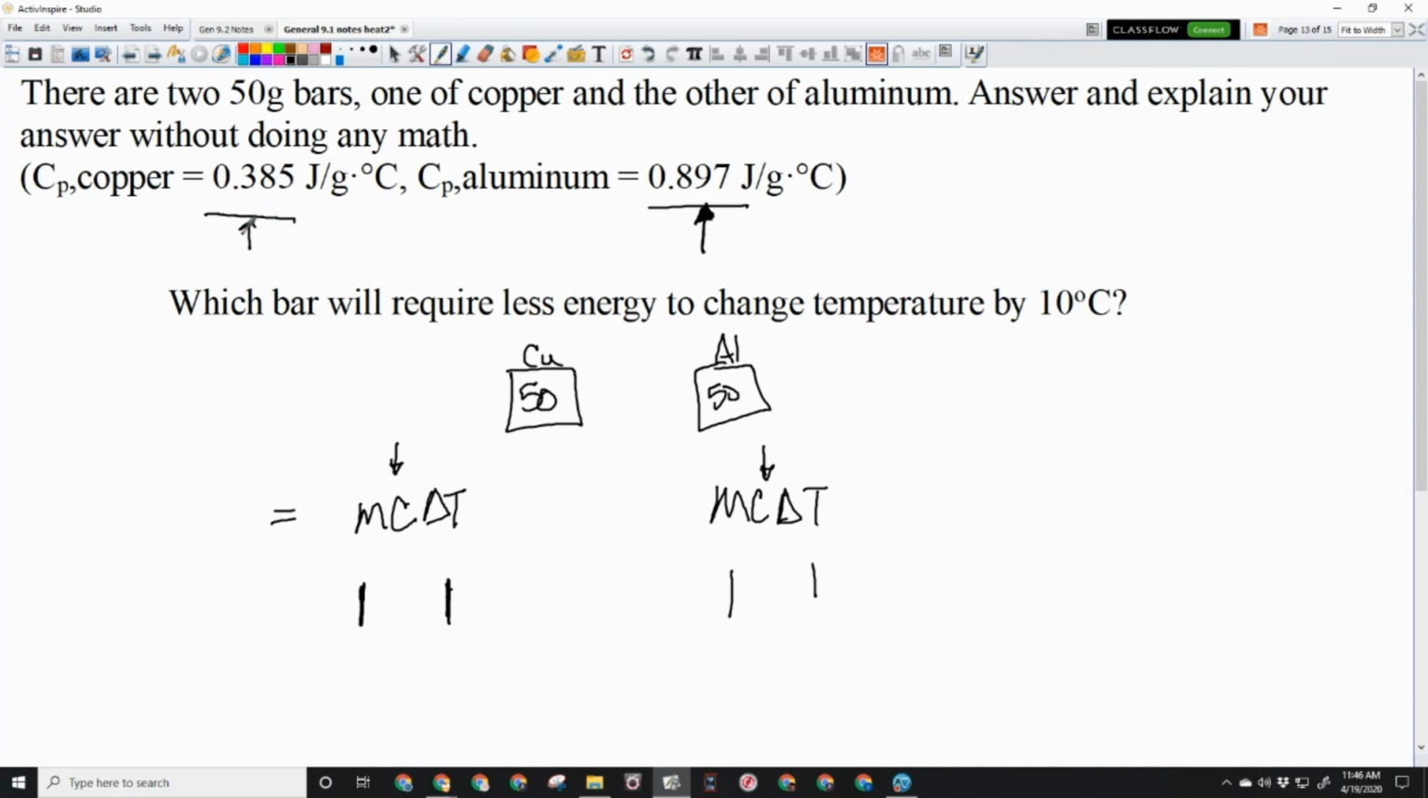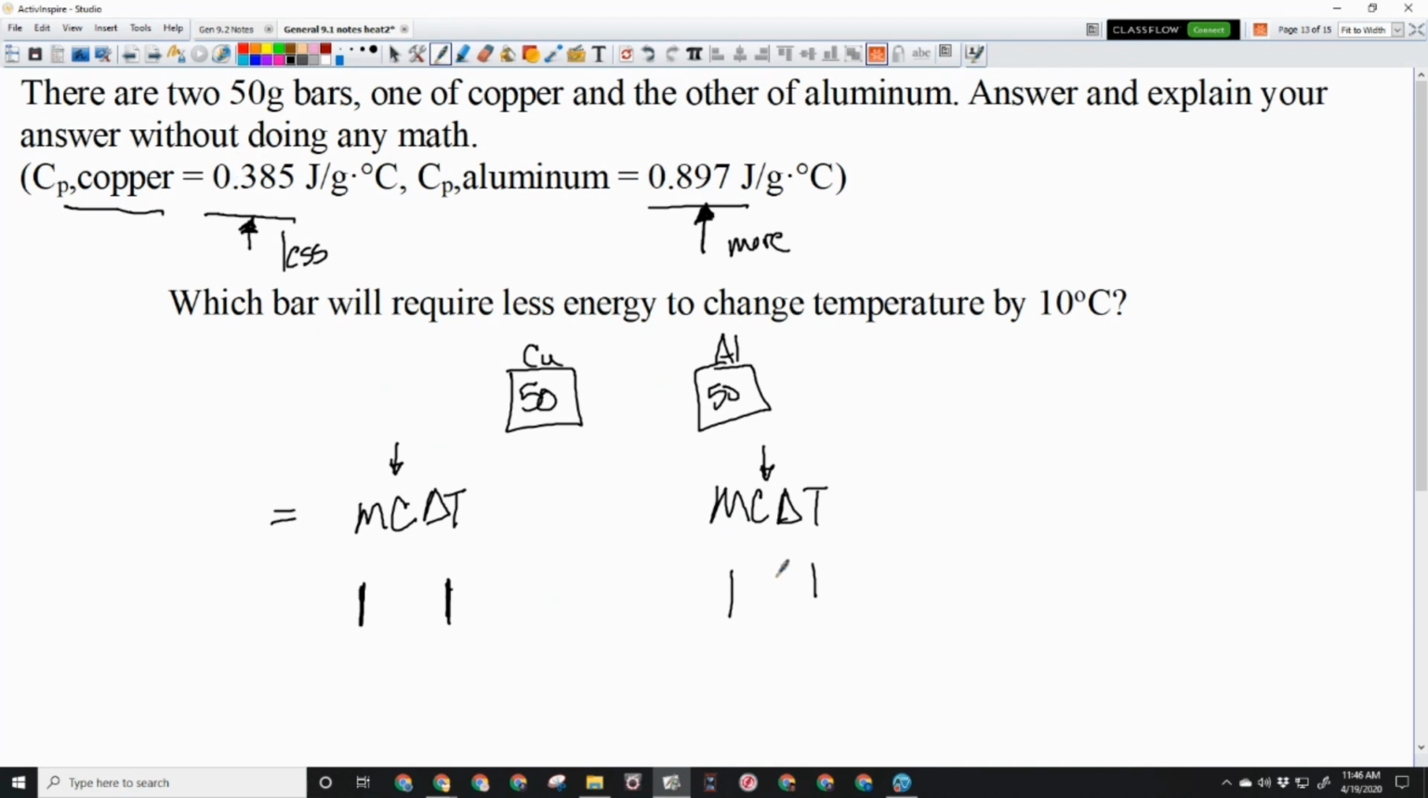So now I can compare these two on simpler terms. This is a smaller number than this. So this one is going to require less energy than this one. Okay, I didn't do any math really with the calculator. I mean, it says without doing any math. Well, you're going to have to do some math, but easy math in your head. I can see without picking up a calculator that the copper bar is going to take less energy to heat up than the aluminum bar. This one only takes 0.3, this one takes 0.8.